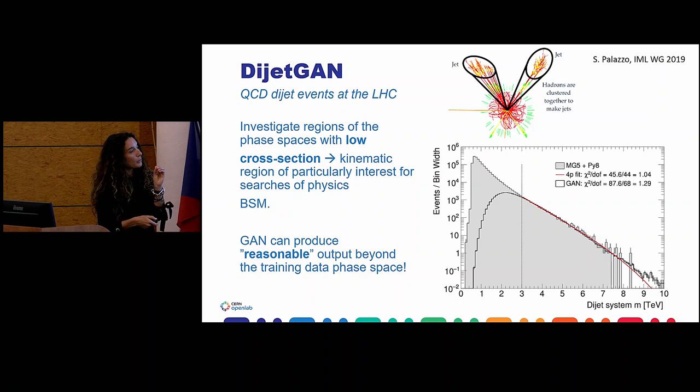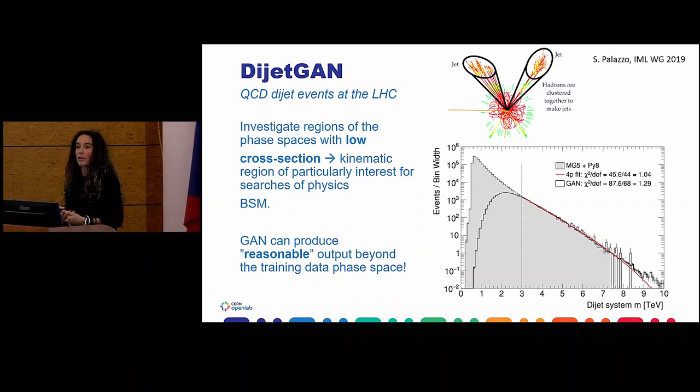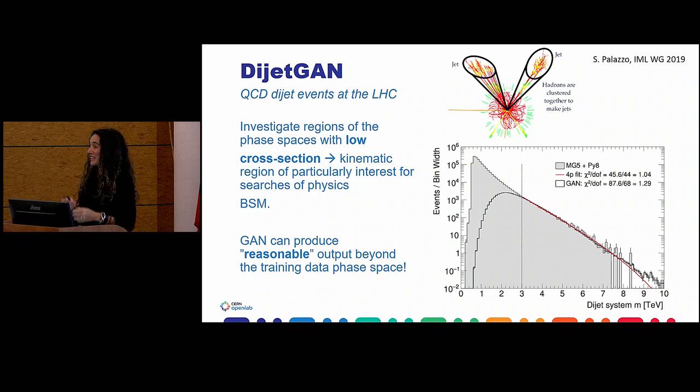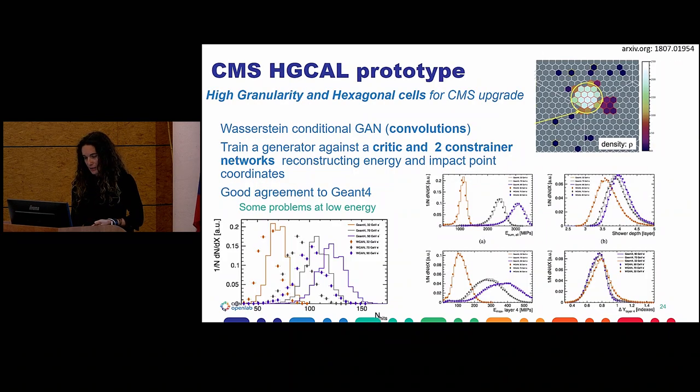And they compared what they get from the GAN with what you would do in a normal, classical approach, so with a fit. And you can see that the result is very, very close. So extrapolation apparently works very well too. There is a CMS example, I will not go through it. I just wanted to say those were all examples of convolutional GANs. We are actually looking into many more models.